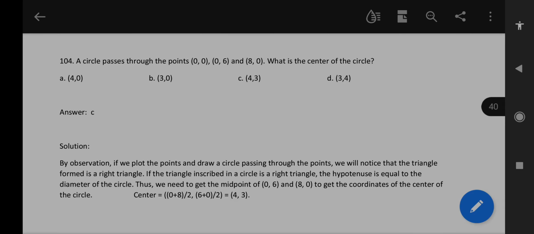A circle passes through the points (0, 0), (0, 6), and (8, 0). What is the center of the circle? So, center ng circle lang hinihingi. Therefore, sagot daw dyan ay letter C.